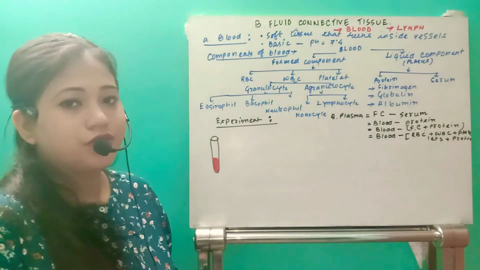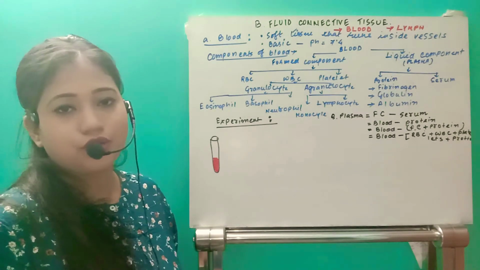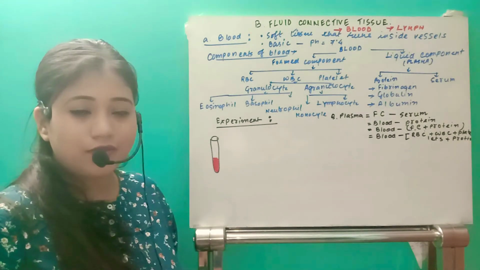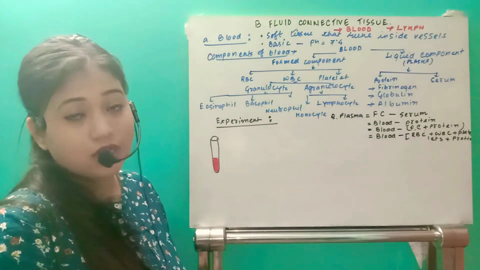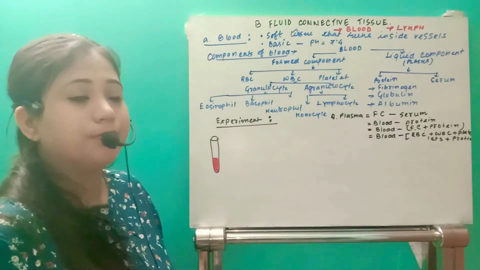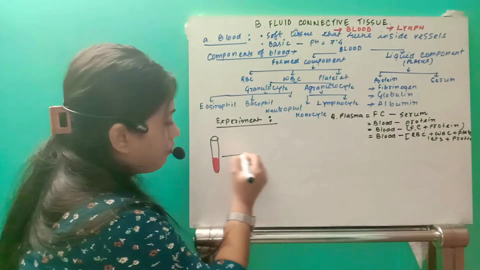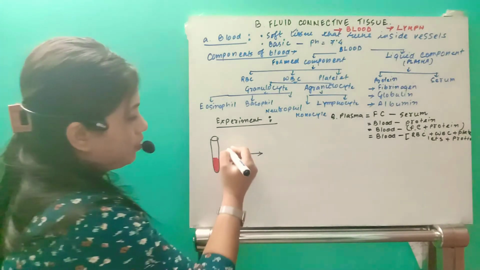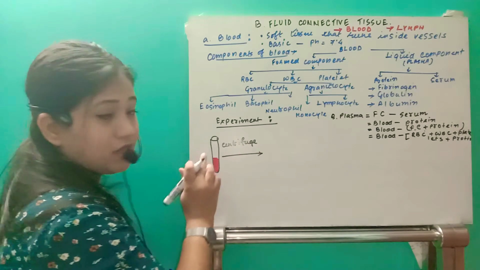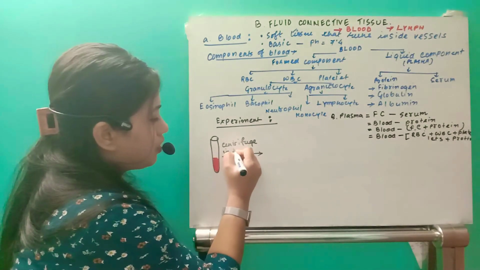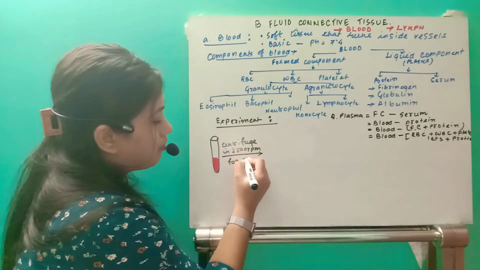Then first of all, what you have to do is add an anticoagulant, because the blood is going to coagulate outside the blood vessel. So that's why first of all we will put one anticoagulant into that. Then after that we will centrifuge this test tube at 2500 rpm for 5 minutes.